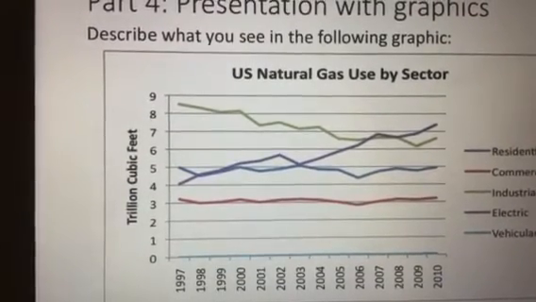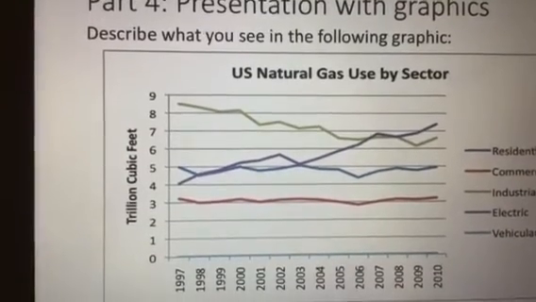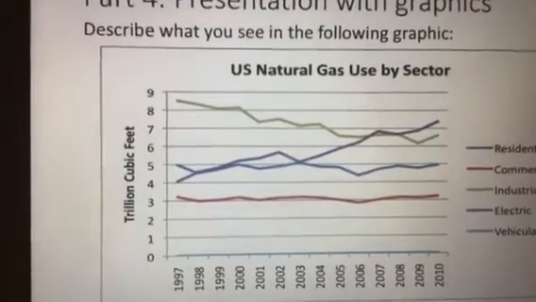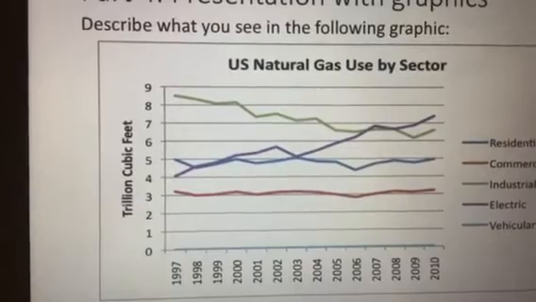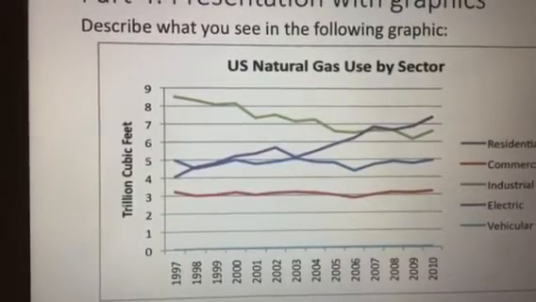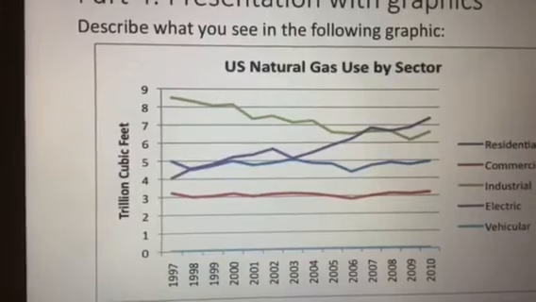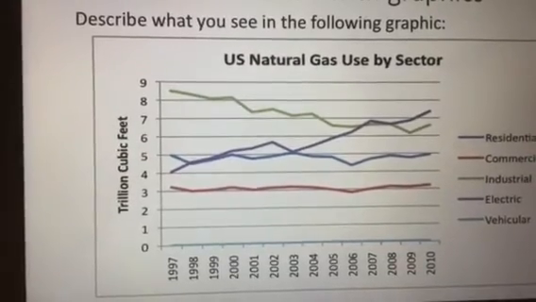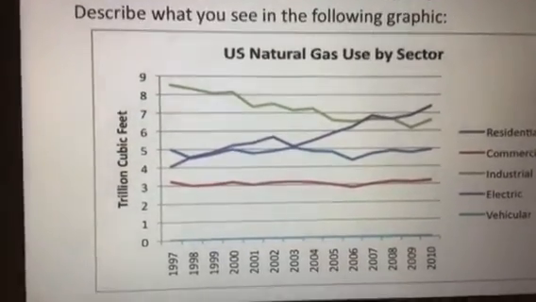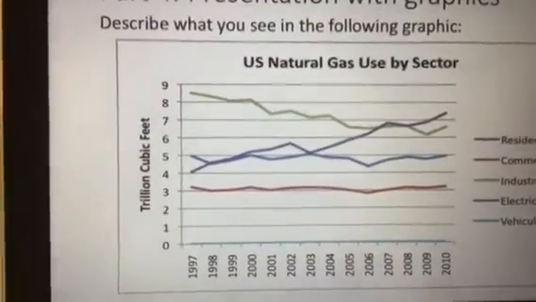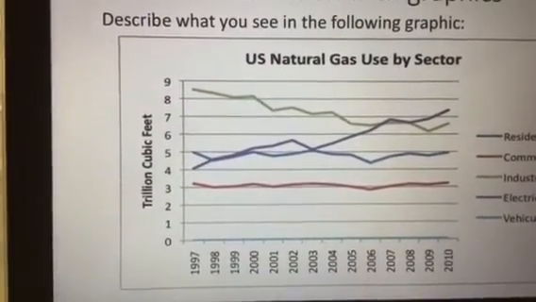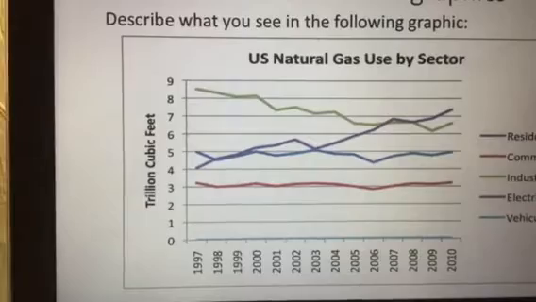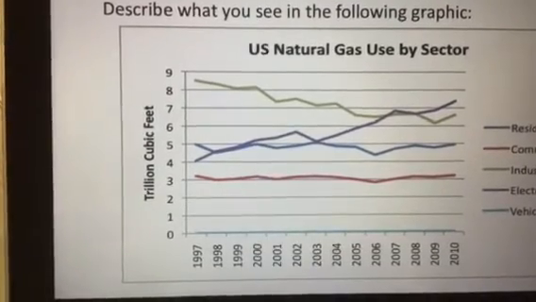It got some decrease from 2002 to 2004, but then it recovered and it got better. From 2004 to 2010, it increased about 2.3 trillion cubic feet. At the end, we're going to see the industrial that started at the top. So it was 8.5 trillion cubic feet, and then it got down slowly until it came to 2010 with 7 trillion cubic feet.